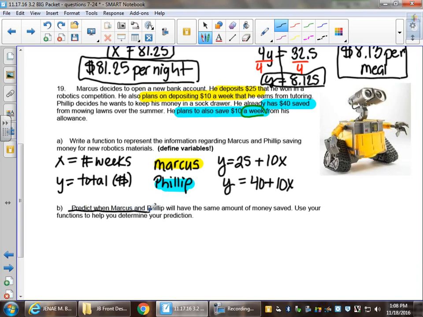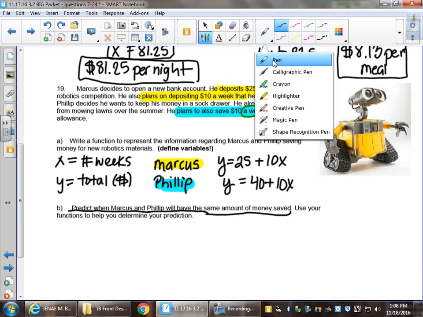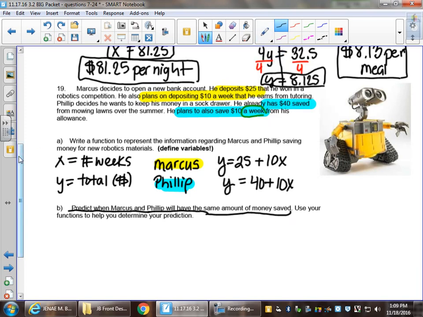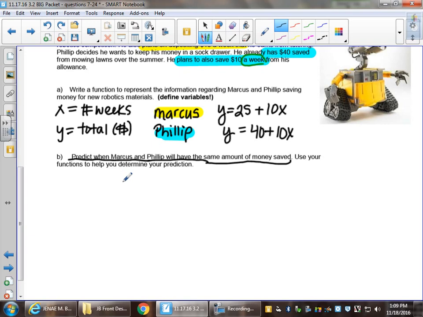Predict when Marcus and Philip will have the same amount of money saved. Use your function to help you determine your prediction. So we're going to take our system and use it. To find when they have the same amount of money, we'll set Marcus' bank account equal to Philip's plan here, what he's got going on, and solve.